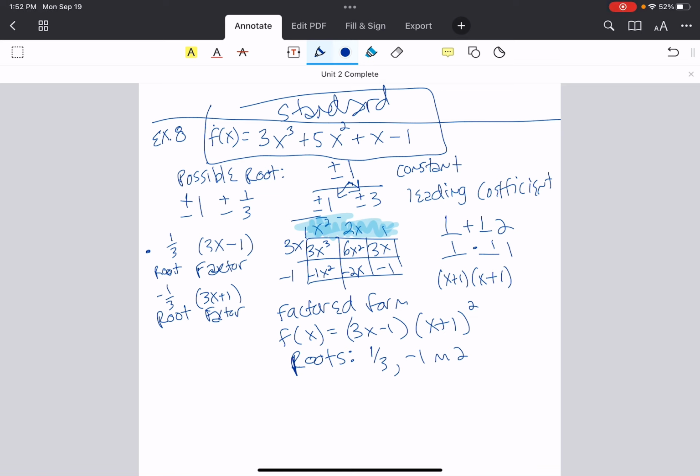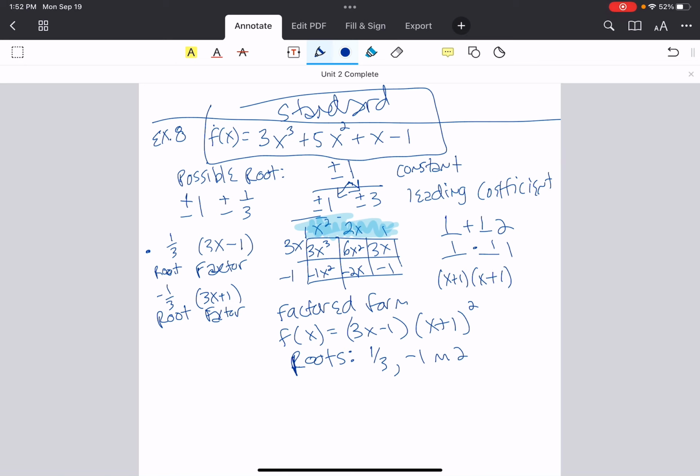Oh, actually, why is it -1? Never mind. Okay, answer that question for everyone though, because I'm sure you're not the only one who had it. Because if it's x plus 1, then it would be -1. The root would be -1 then, right? And why is it multiplicity 2? Because it's twice. Because there's 2 of them.